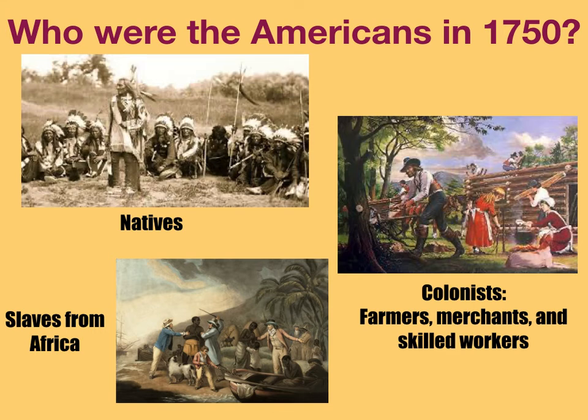Who were the Americans in 1750? So the Americans were basically three groups. You had one, the natives, who were the original inhabitants of the land. Then you have the colonists, who were mostly English, some French, and of course there were some Spanish as well. But for the most part, for this particular purpose, it's mostly the British colonists. And they are farmers, merchants, and skilled workers. And then you have a third group, which are slaves from Africa.